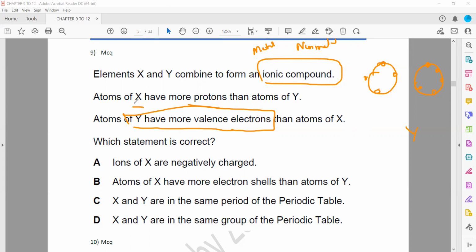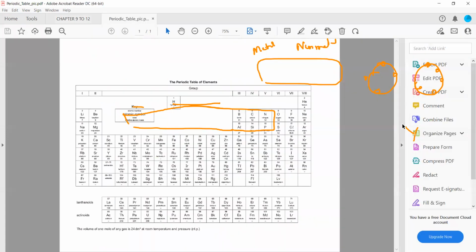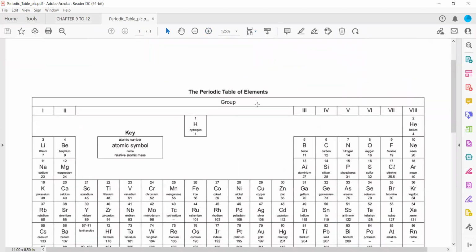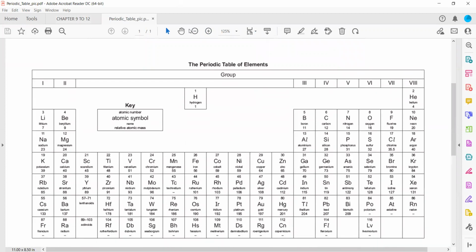And the first statement gives an idea: as the proton number increases, the position of the element changes in the periodic table. I will show a periodic table. This is the image of the periodic table. Look, if an element is a non-metal, you will find it on the right-hand side, and metals on the left-hand side. For example, say element Y was chlorine.